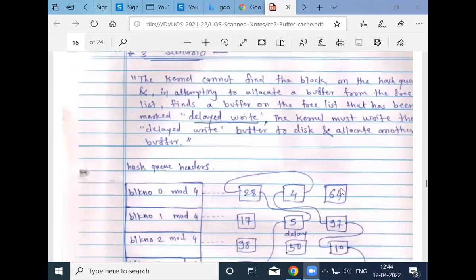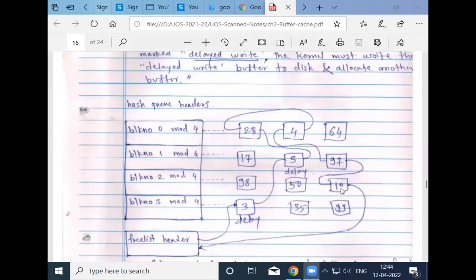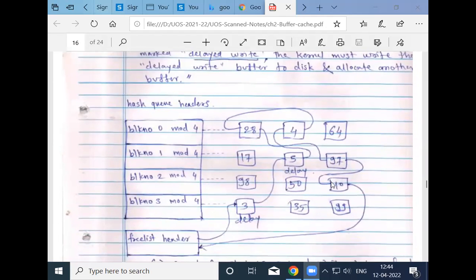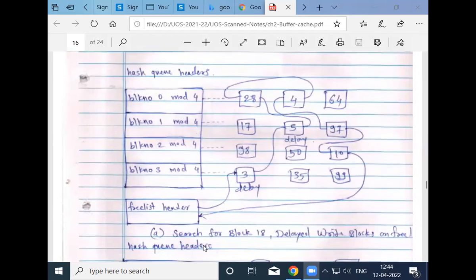The same thing is shown with the help of a diagram. Over here, this is the first diagram. The name of this diagram is search for block number 18. We want to search for block number 18, and 18 is not there in this buffer cache. 18 हा number इथे कुठेच नाही आहे. So it is not present on the hash queue. That's why it goes to the free list according to the second scenario. But it is trying to allocate buffer number 3.